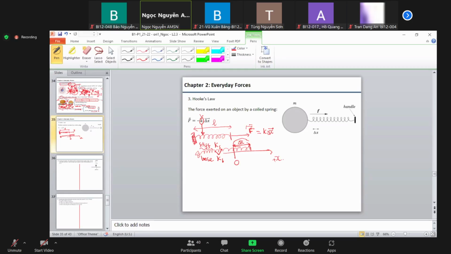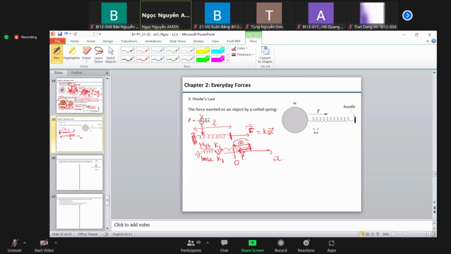But when you act on the spring with force F like this, the spring will try to come back to the origin, right? And here I call it F.